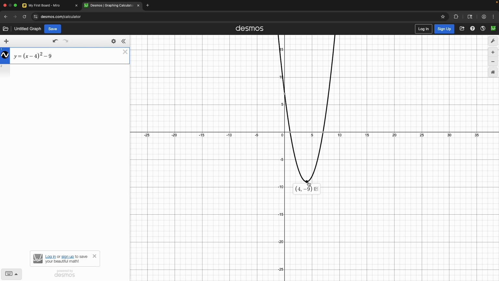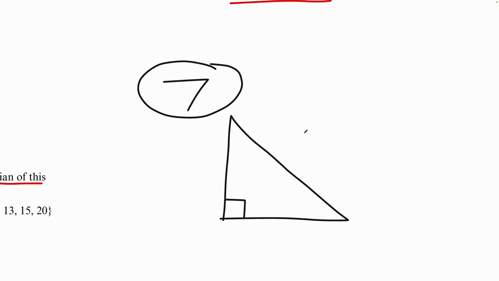I did that just by clicking here and it just showed me 4, -9, that's where the vertex is. Now there's a bunch of other stuff you could learn for SAT math, but I think the other most important thing you can focus on is right triangles.